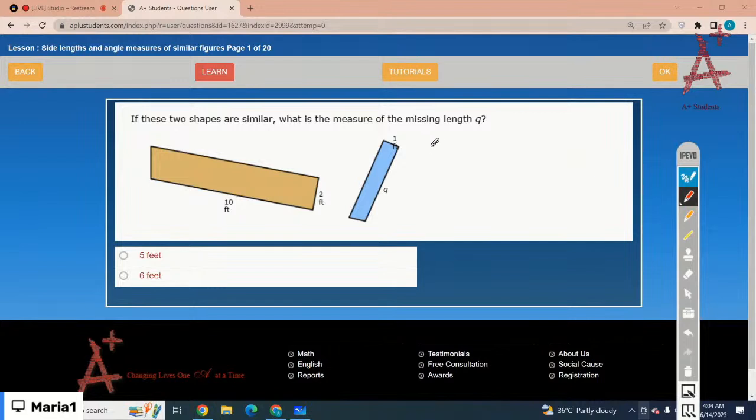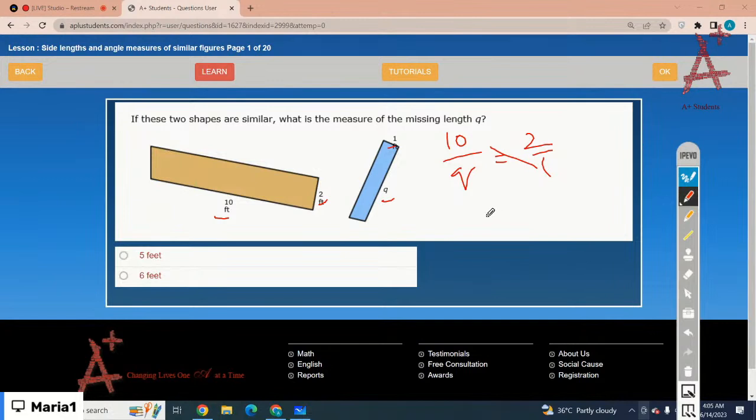It would be 10 over Q equals 1 over 2. You have to calculate the value of Q. Just cross multiply. It would be 10 times 2 and Q times 1. Actually, it would be 2 over 1, not 1 over 2. Hold on. It would be 10 divided by Q equals 2 divided by 1. Got it?